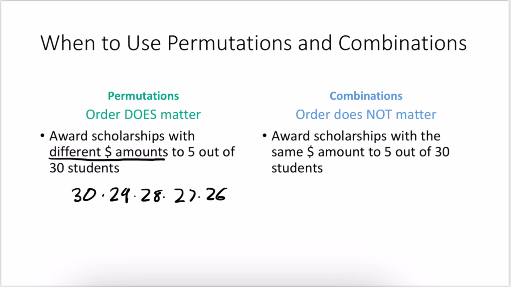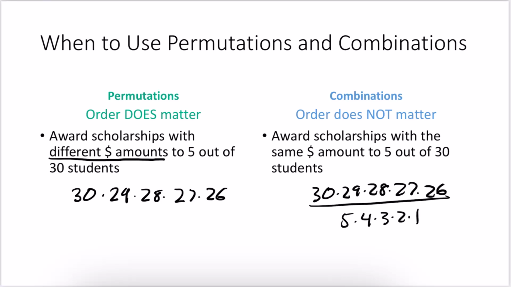Versus if you were awarding scholarships that were all the same, it doesn't really matter which one you assign first, second, third, fourth, and fifth, because they're all the same money amount. And so in that case, the number of ways that you could award the scholarships would be 30 times 29 times 28 times 27 times 26. But then you would divide that by 5 times 4 times 3 times 2 times 1, because this describes how many duplicates there are in the choice tree if the order doesn't matter.